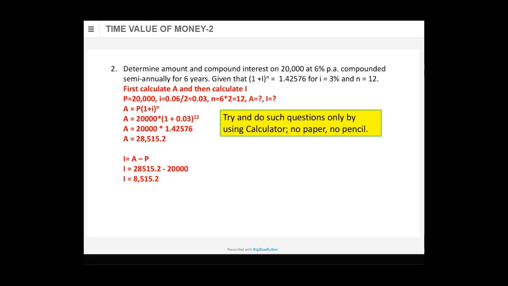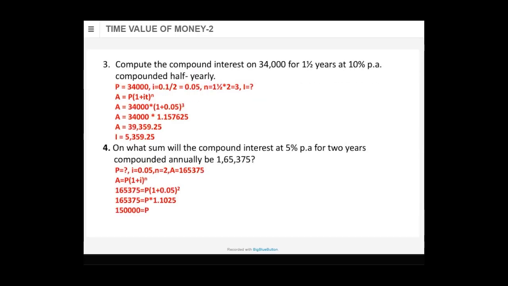Those two amounts, one below the other, just these two amounts. One second, let me use pen and show you. This and this. Multiply this, 20,000 multiplied by 1.42576. Can you get the answer? Next. Here you can see the answer directly, so I can't ask you to wait and solve.